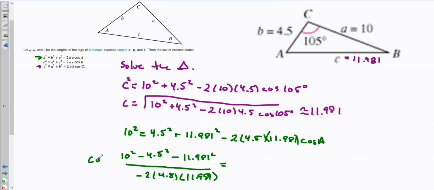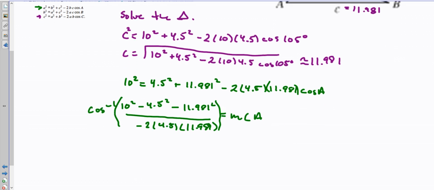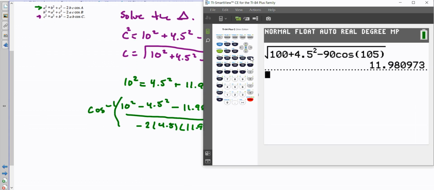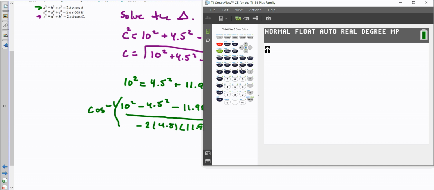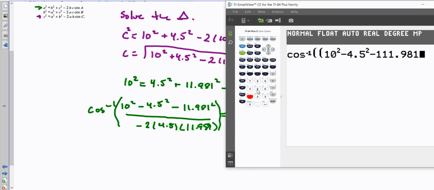So we're going to take the inverse cosine of this. And what we have then is the measure of angle A. And so from here, we can go to our calculator, clear this out, and we're going to take the inverse cosine of, put parentheses around here, we're going to take 10 squared, which is 100, but I'll just put 10 squared there, minus 4.5 squared. And then we're going to take minus 11.981. Don't add the extra 1. So for those that are following along at home, probably noticed that right away.